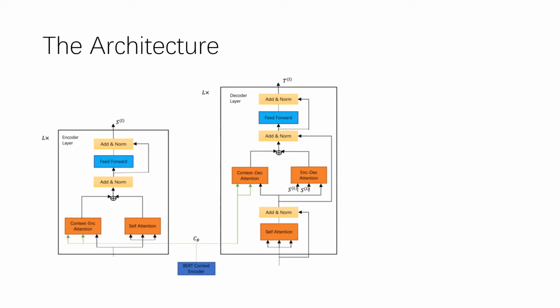This is the architecture of our proposed model. Our model is based on transformer architecture. CB is the last layer output of a BERT encoder. It is then integrated into both the encoder and the decoder by using multi-head attention. The multi-head attention can deal with the cases that BERT module and neural machine translation module might use different word segmentation rules.